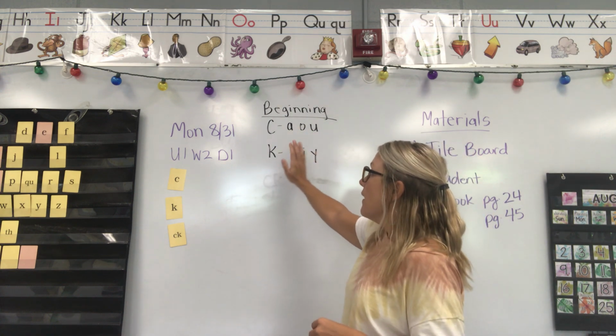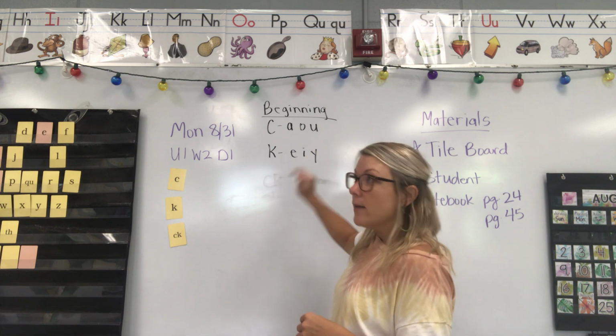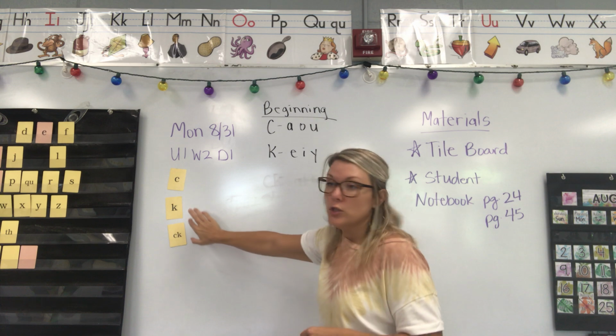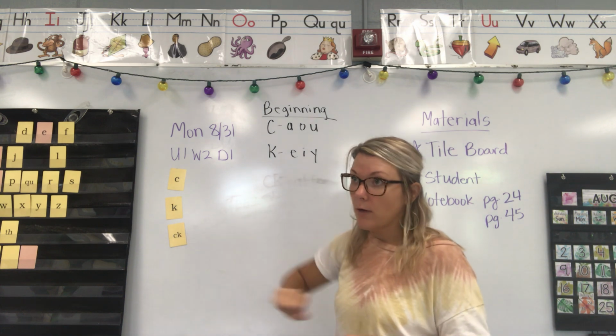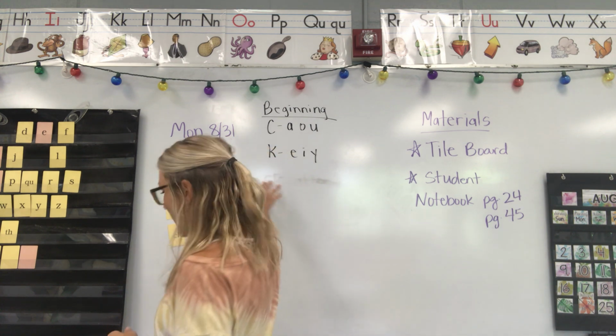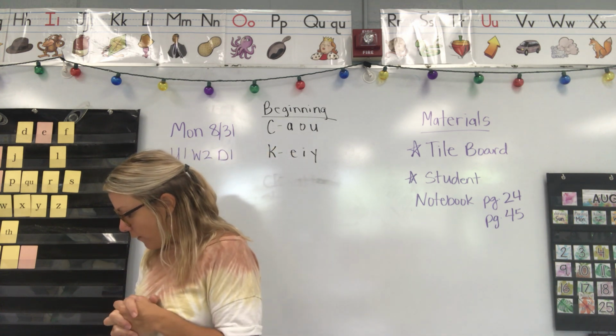K goes with E, I, and Y. C goes with vowels A, O, and U. And remember, we do not use CK at the beginning. Only at the end. So let's practice some K sounds in the beginning of our words.